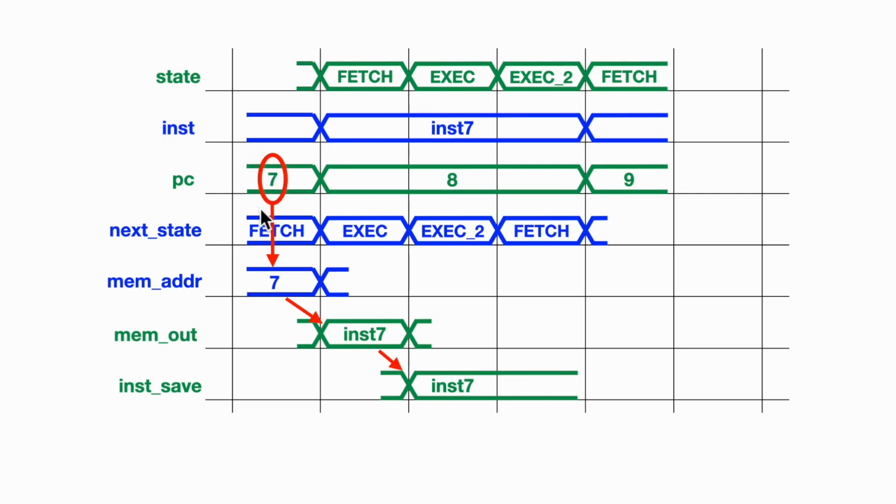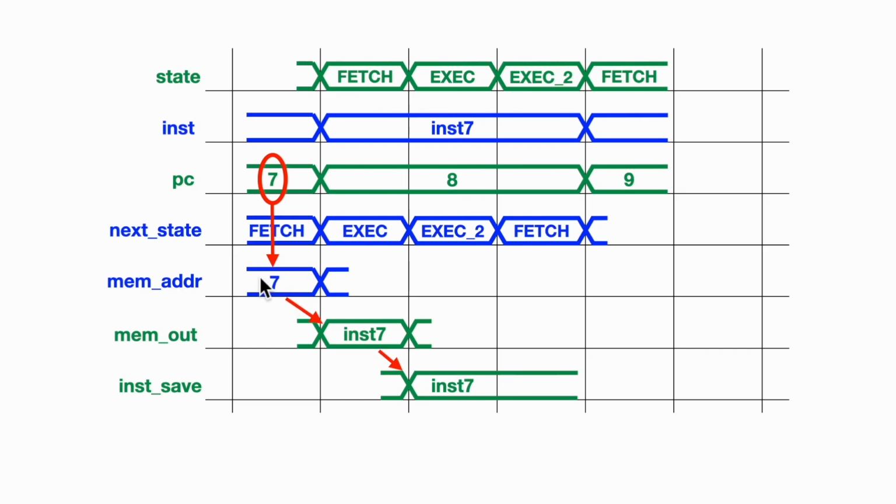And we also see the next state signal, which is computed combinationally, and it is used to load the state register. So on a clock pulse, the state register is always loaded from the value that has been computed and set to the next state. So we see that here we have fetch, and then here we have fetch. Here we have exec, and then that's the state next cycle, and so on. That pattern always follows.